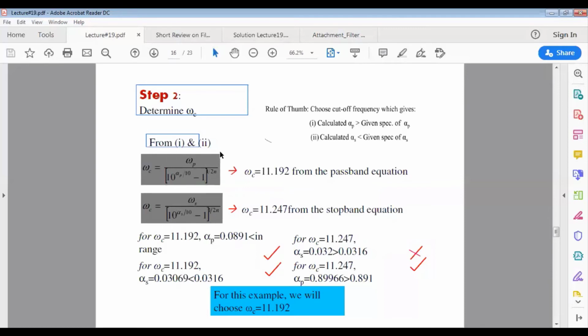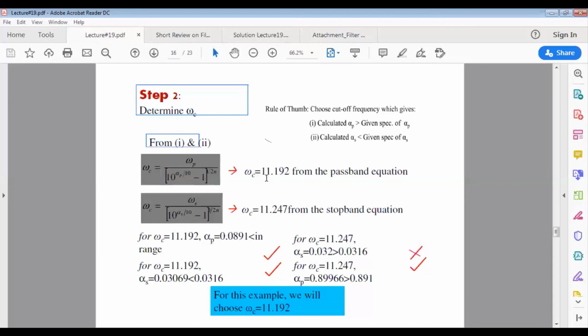Equation 6 calculates omega C based on the omega P and alpha P, whereas from equation 7, omega C cutoff will be based on the stop band region, which is omega S and the alpha S. So by substituting those omega P, alpha P, omega S and alpha S together with N order, which equals 6, we are supposed to get two values of omega C.